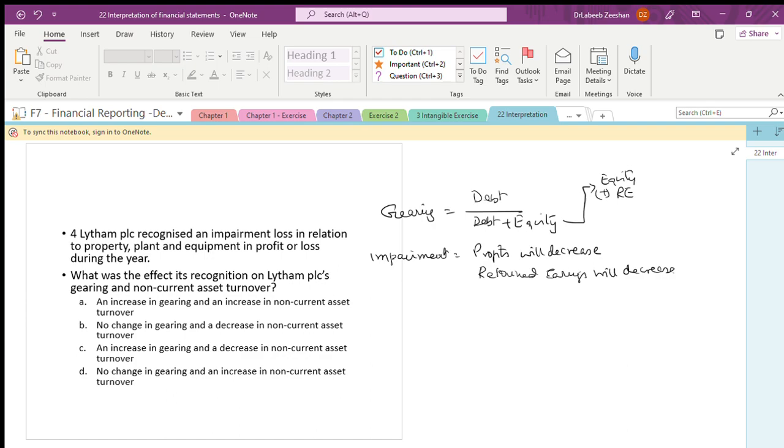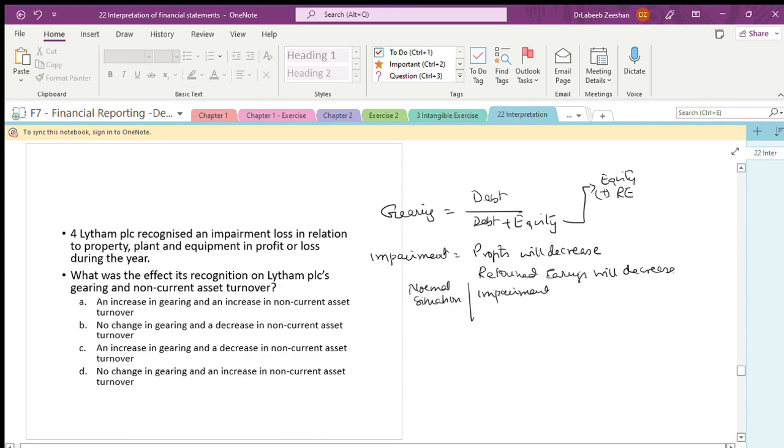Now you see the things. Normal situation, and the case of impairment. Unless you do it like this, you will not understand. Normal situation, assume: how much is the equity? Take an example, equity is 2000. Retained earnings is how much? 500. And the debt is how much?